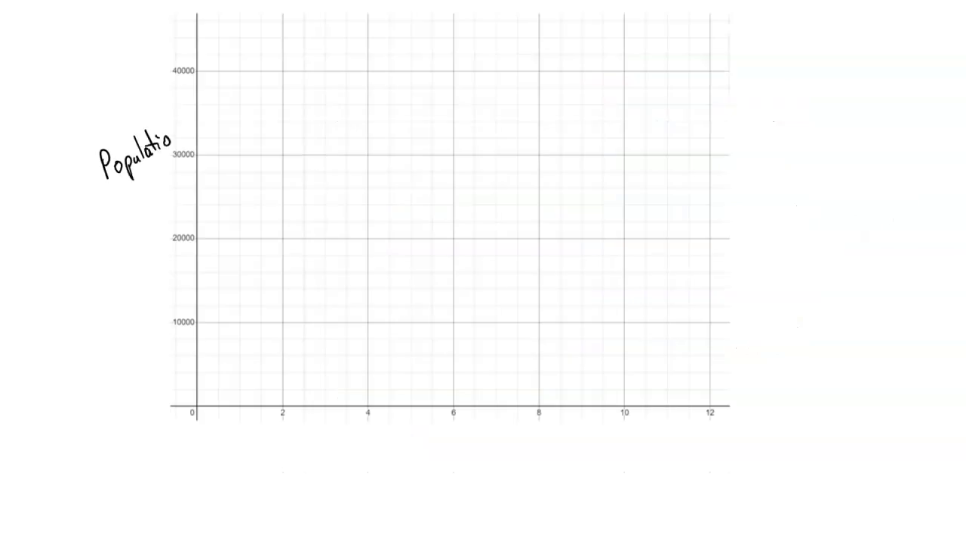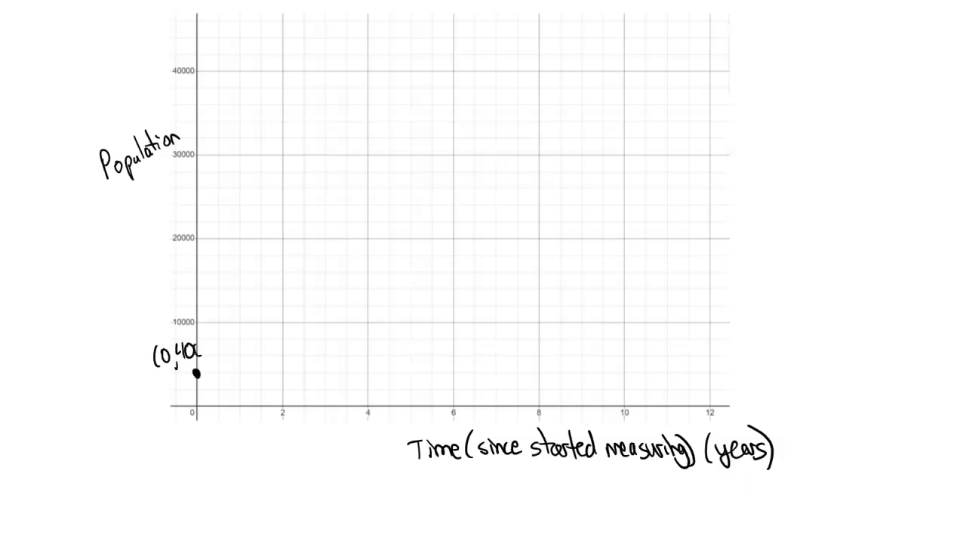The population we're going to graph on the y-axis, that's the dependent variable, and the time in number of years, or the time since we started measuring that population in number of years, is going to be on the x-axis. That's the independent variable. So the first thing we're going to graph is the point (0, 4,000), because it starts at a population of 4,000. Pause the video and add the rest of the points now. All right, so here are my points added to the graph.